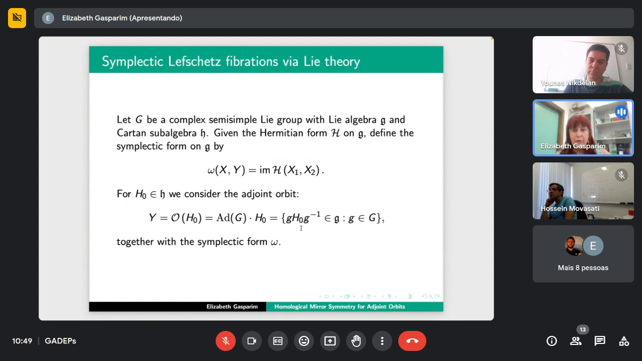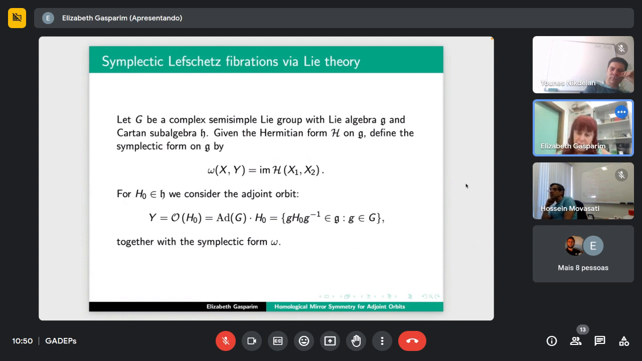So it's quite well known that the Lie algebra itself comes with a Hermitian form, and if you consider the imaginary part of the Hermitian form, then it will give a symplectic form. Now, we will take the adjoint orbits with this symplectic form. That is very non-standard. The standard form on the adjoint orbits is the KKS, the Kostant-Kirillov-Souriau form.